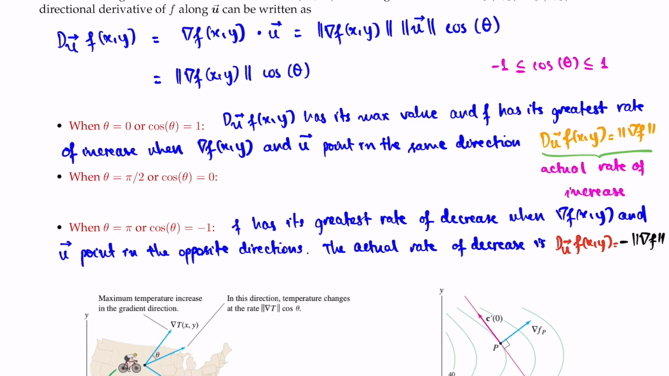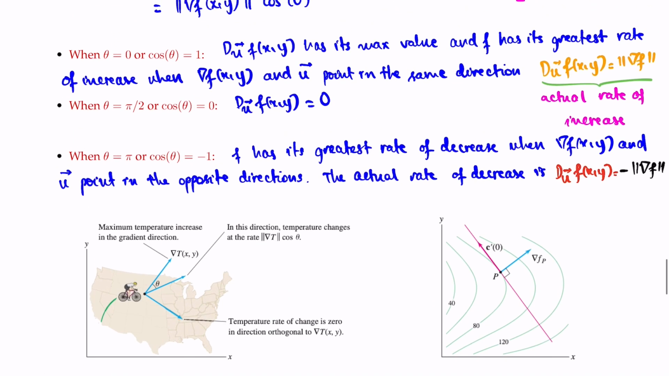And then for the last case, when theta equals pi over 2, that is the gradient vector and the unit vector form a 90-degree angle. When that is the case, cosine of theta is equal to 0, then the directional derivative is equal to 0. And again, remember the directional derivative calculates the rate of change of the function at the point of consideration. So in the case where the unit vector and the gradient vector form a 90-degree angle, or they are orthogonal to one another, there is no rate of change, or the rate of change is equal to 0.